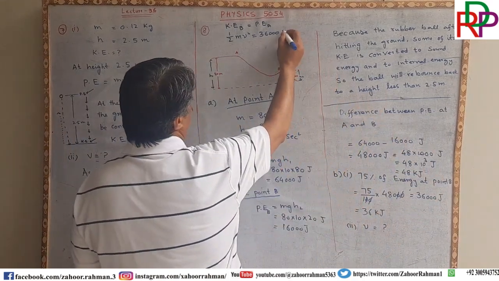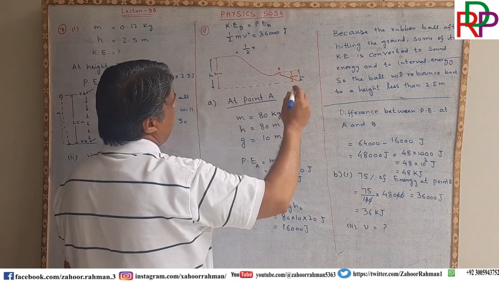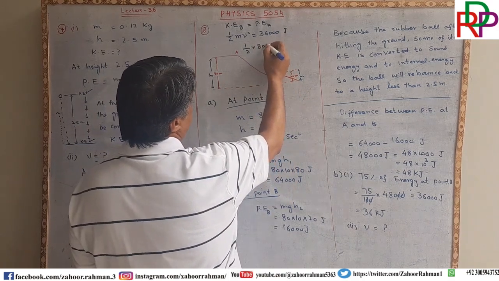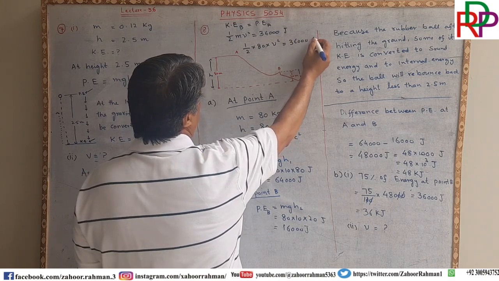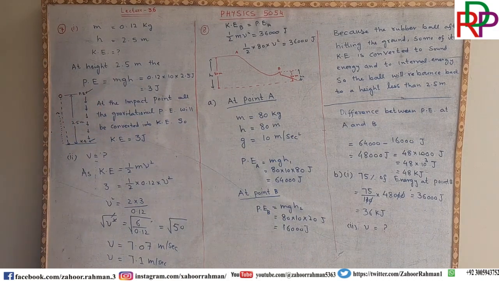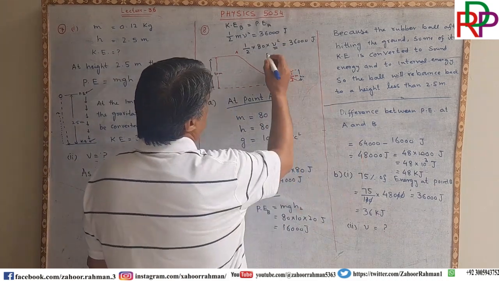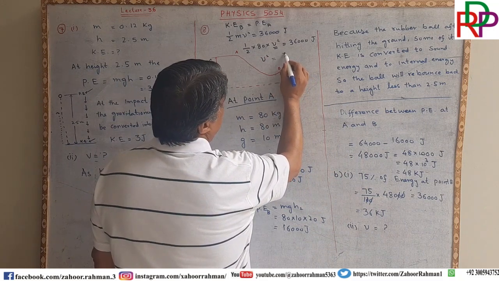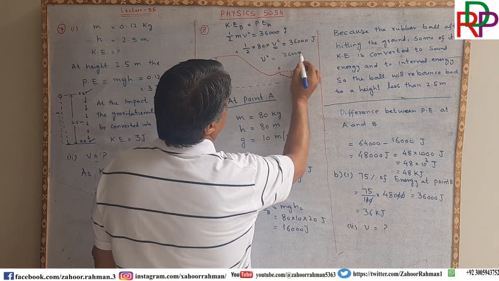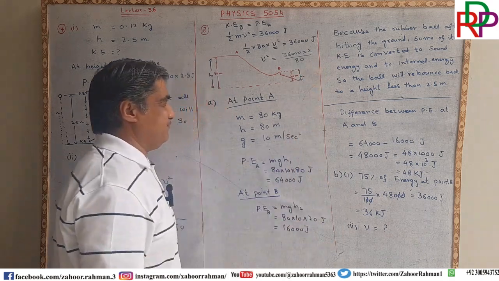36,000 joule. So we are writing 1/2 into m, and m is given as 80, and v square we have to find, and here it will be 36,000 joules. Ladies and gentlemen, we have to leave this on this side. So we will write v square is equal to 36,000 multiplied by 2 divided by 80.